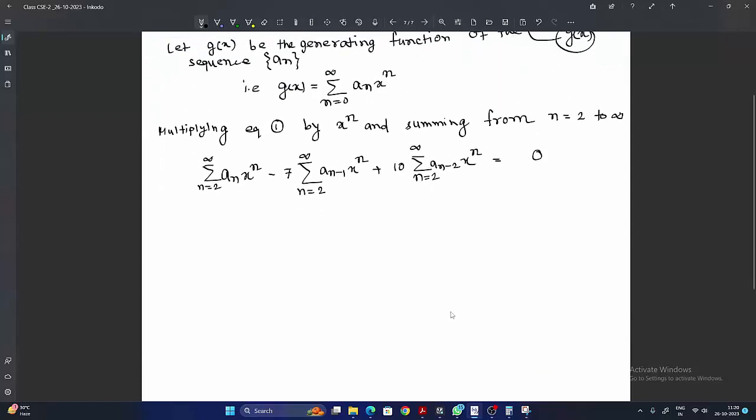Now the problem is our G(x) function is n equal to 0 to infinity, but here we have n equal to 2 to infinity, so we can't actually replace G(x) here. So that's why we will complete the series here. So how to complete the series?